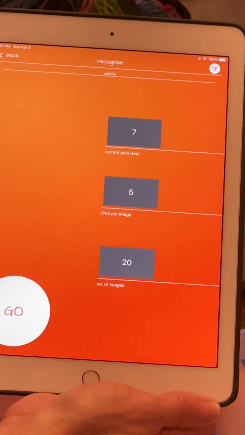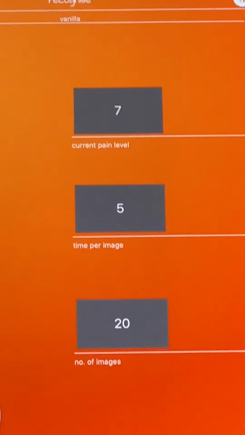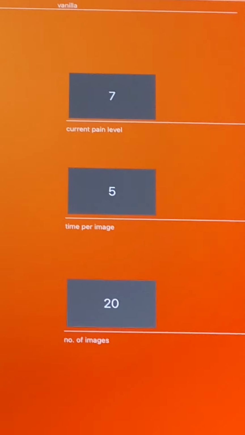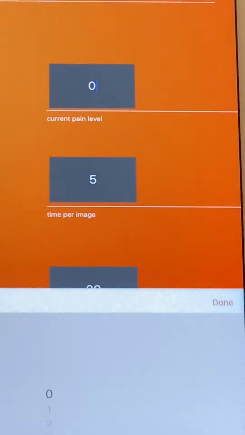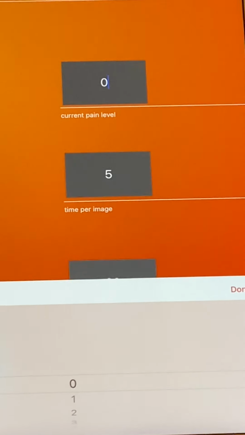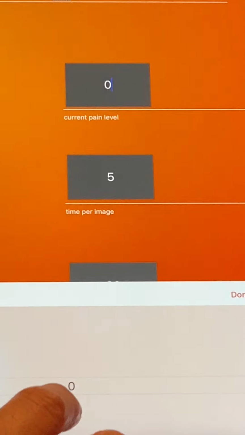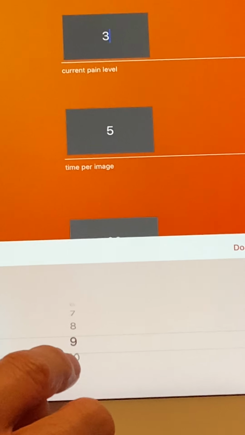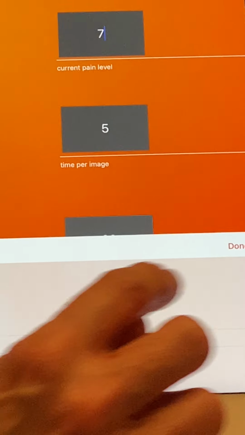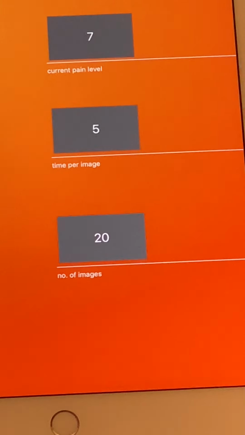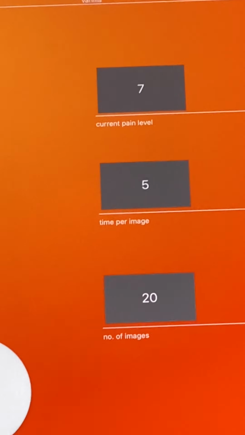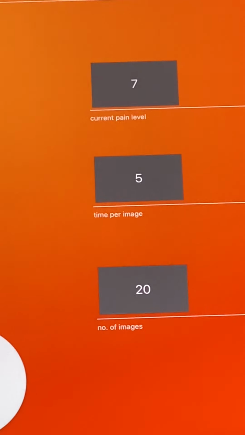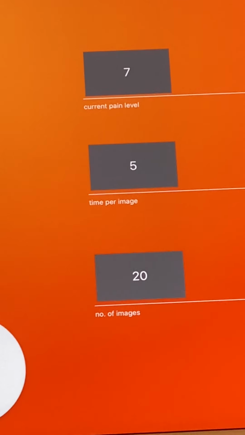So how we set that up is you would ask the patient, what is your pain today? 0 out of 10. 7. All right, and you scroll it. We're going to click 7 and done. And then this is set. We want 5-second flashes for each image.